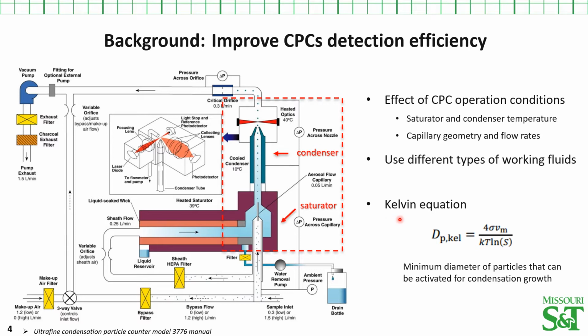Here we want to introduce the Kelvin equation. It determines the smallest particle that can be activated. When particle size is above the threshold, the particle can be successfully activated. And when particle size is below the threshold, the particles cannot be activated. That I will discuss more in the following slides.